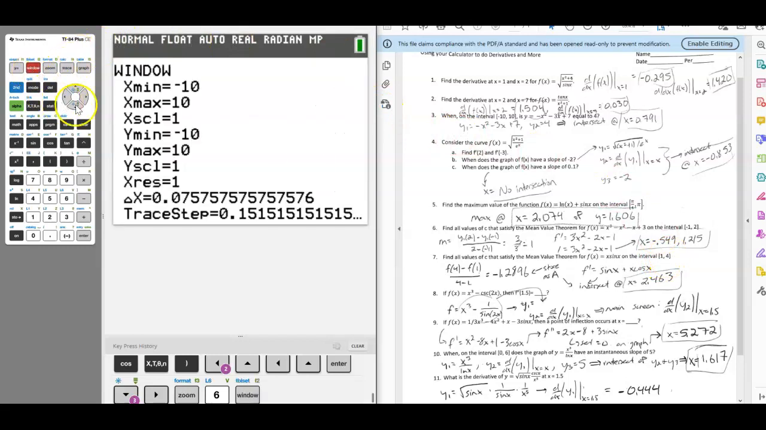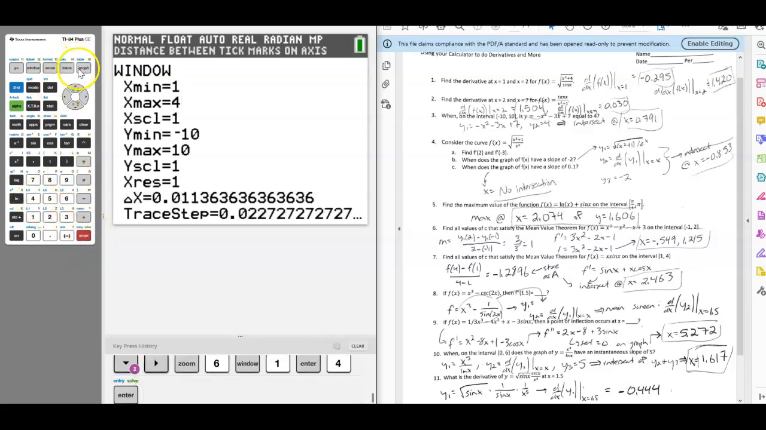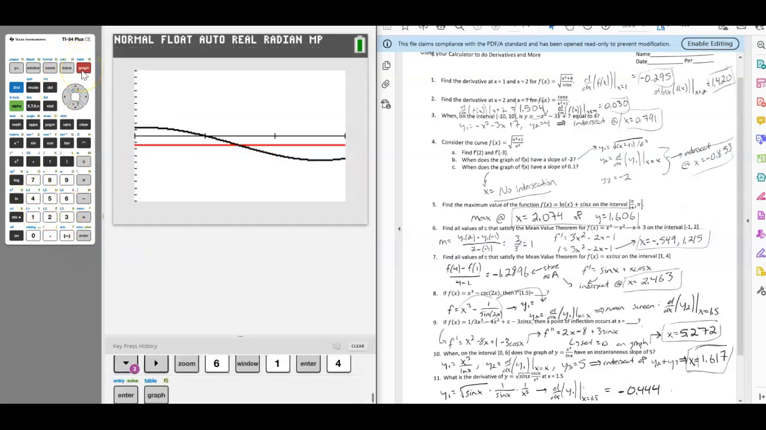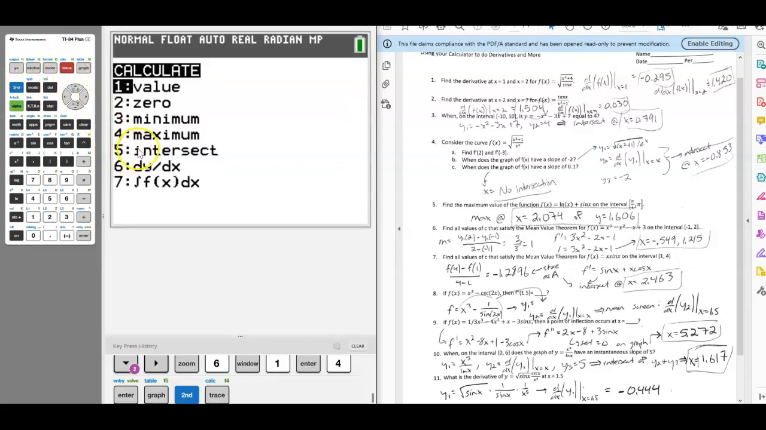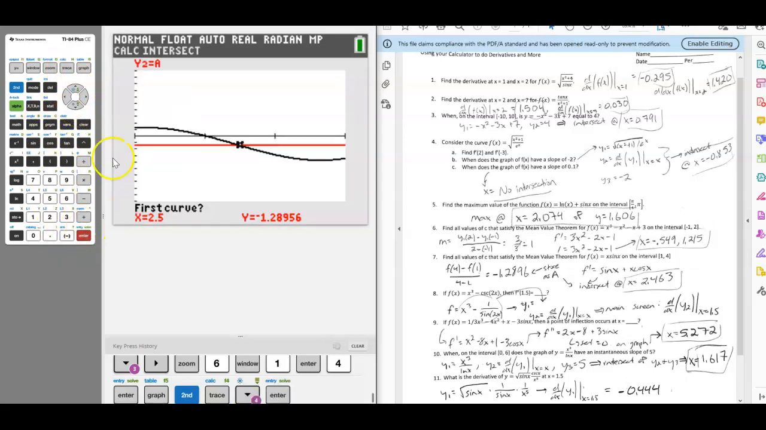So I can go to my window, make my x min 1, and make my x max 4, and then hit graph like this, and you can see, oh, I only have to worry about one spot where it intersects. So now I can use the features of my calculator. Second calc, intersect is option 5. We'll scroll down. And then it almost looks like it landed on there. So I'm just going to scroll left a little bit so I can see.